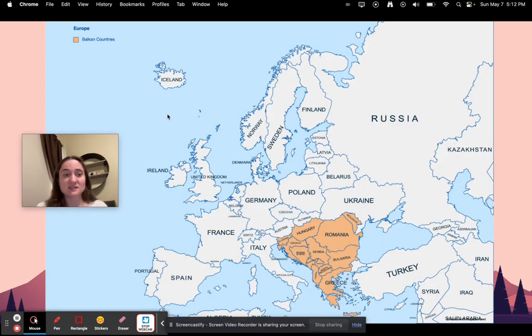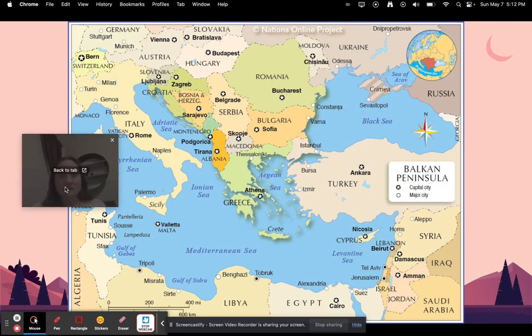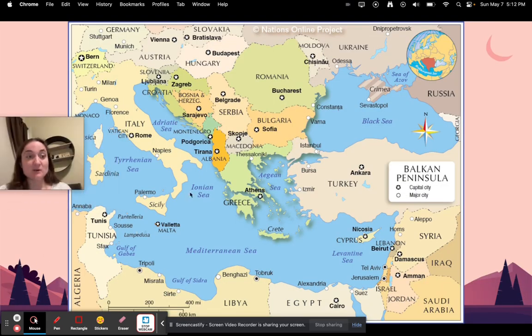All right, so next we're going to talk about the Balkans. The Balkan countries, this is a modern map, but the Balkan countries are these countries right down here in southeastern Europe. So here is a modern day map of the Balkans. You can see all of these little tiny countries. You can see Greece is part of the Balkans. Here's the Mediterranean, here's the Black Sea, here's Turkey, which is now considered more part of the Middle East.